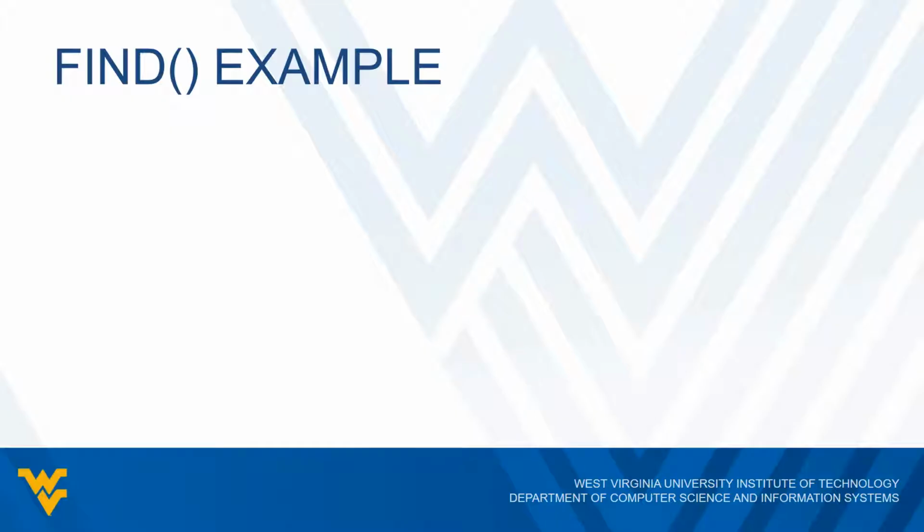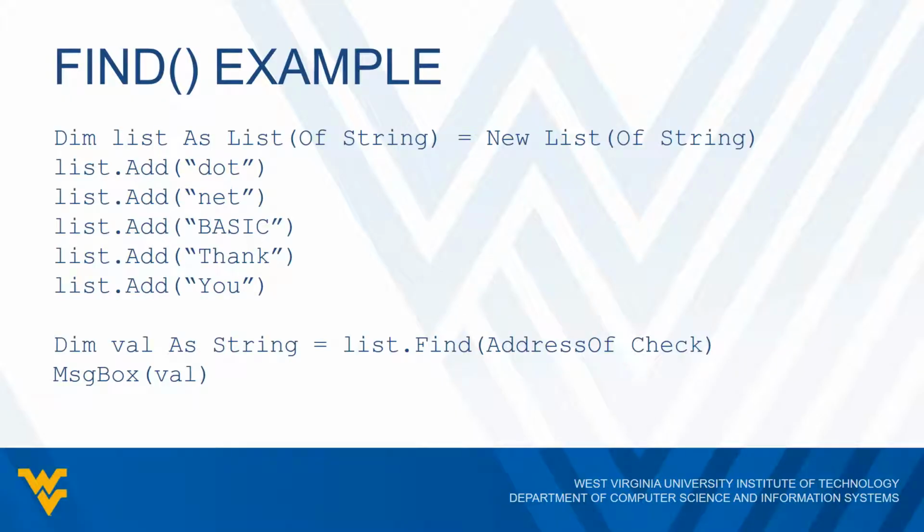Let's take a look at some code to show what's going to happen here using our find method. Here we have a list of strings. We have list as list of string equals new list of string, and then we're adding some strings: dot, net, basic, thank, and you. Underneath that, we have another string variable called val, and then we call list.find, and in parentheses we have address of check. Once again, we're using address of here. That creates a function delegate of the check function, so we're passing the address of that function.